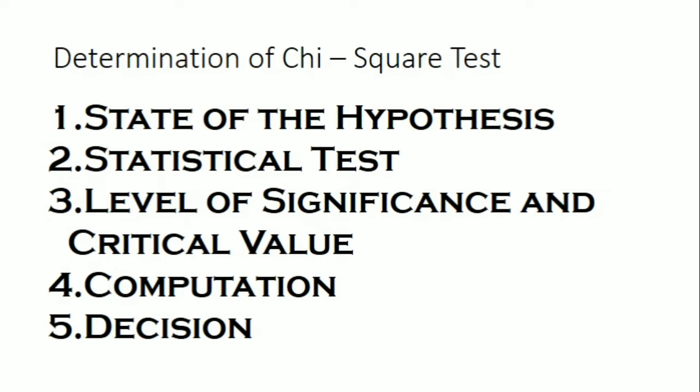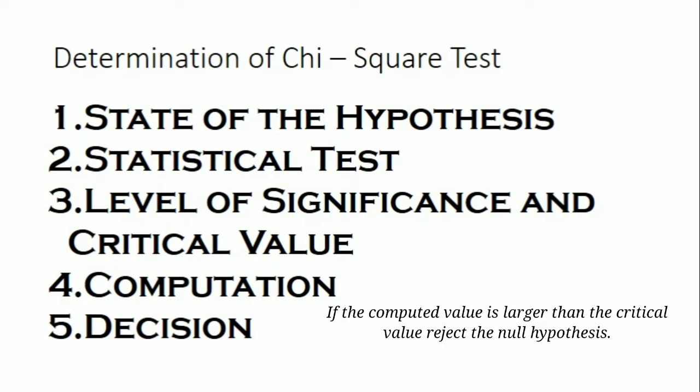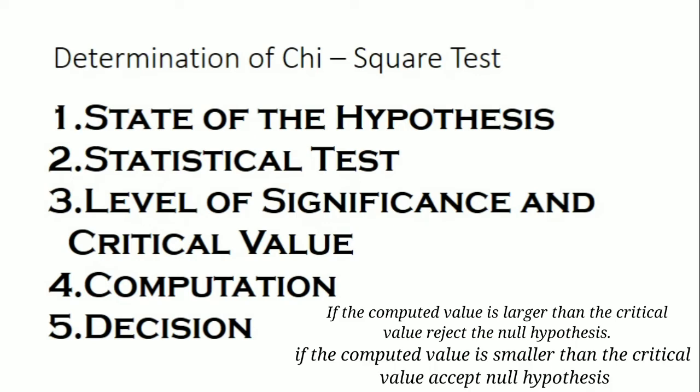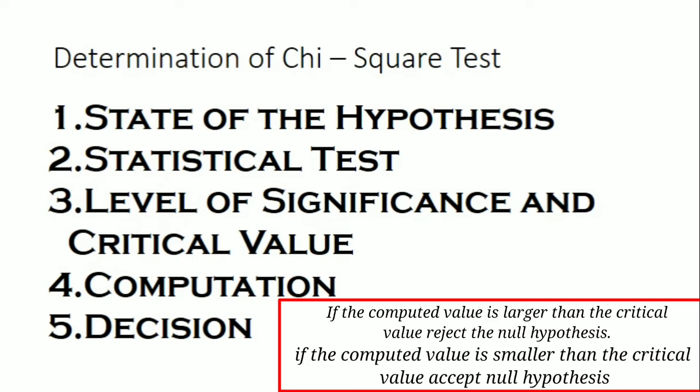The next is you need to make a decision. When you are deciding, take note that if the computed value is larger than the critical value, then you need to reject the null hypothesis. If the computed value is smaller than the critical value, then you need to accept the null hypothesis.